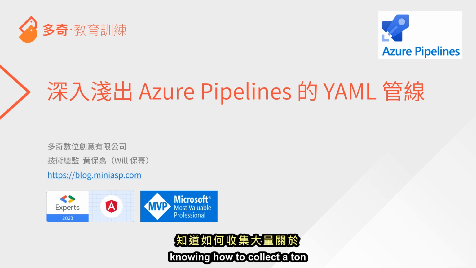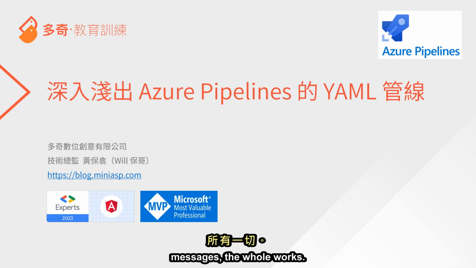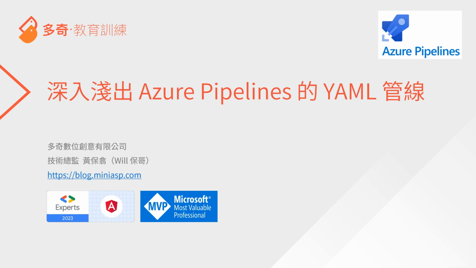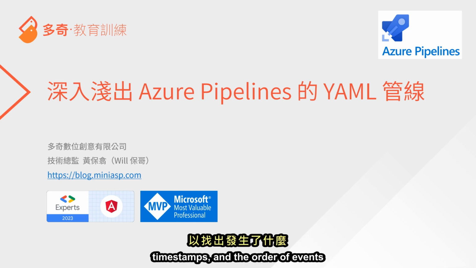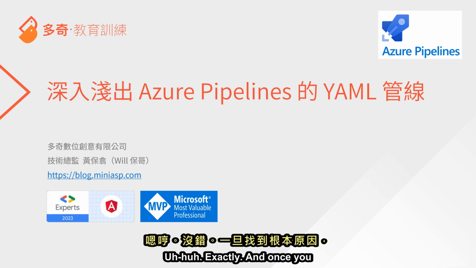Right. The Azure DevOps UI provides a ton of info about each pipeline run. Logs, test results, error messages, the whole works. You got it. And being able to read and understand those logs is essential for figuring out what went wrong. Pay attention to the error messages, timestamps, and the order of events to figure out what happened and why. It's like being a detective trying to solve the mystery of a broken pipeline.